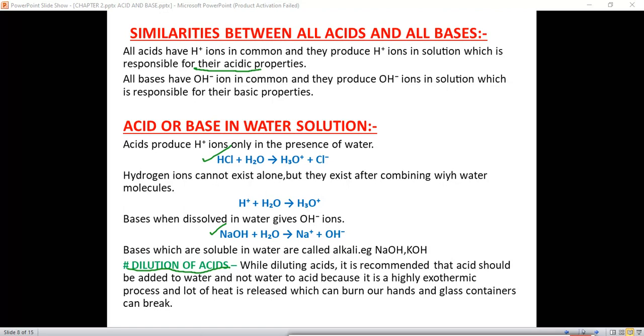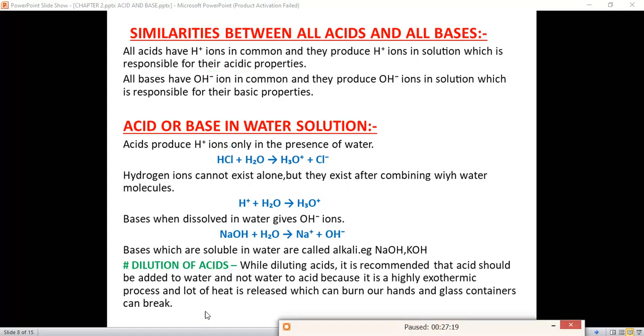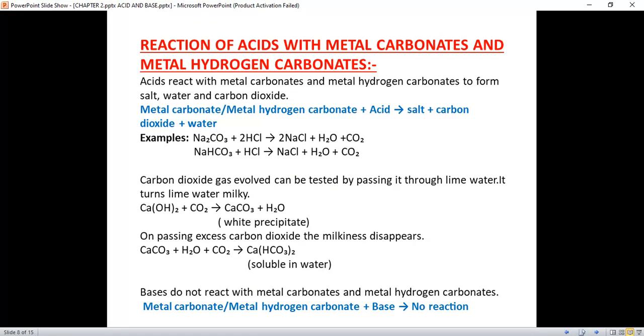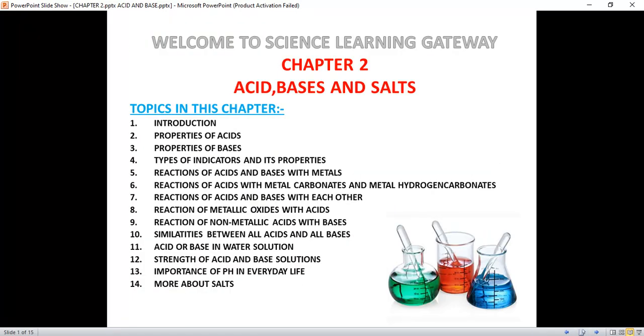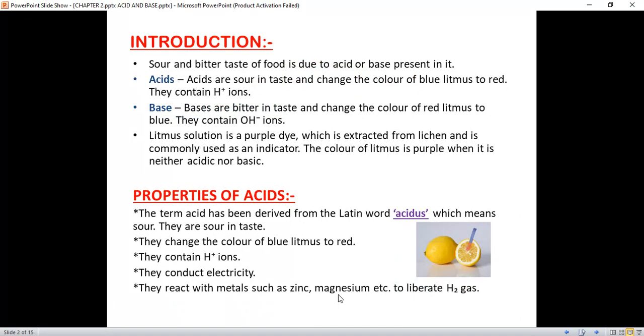Now students, let's have a quick revision of the topics which we have studied till now. What all topics we have discussed today. Acids are those substances which are sour in taste. They change the color of blue litmus to red, and they contain H plus ions. Bases are those substances which are bitter in taste. They change the color of red litmus to blue, and they contain OH minus ions.